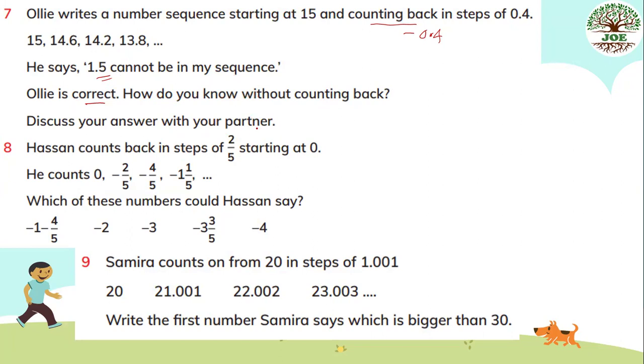Discuss your answer with your partner. Okay, if we subtract, another one will be 13.4. Another one will be 13. Another one will be 12.6. So check the tenths places. All the tenths places are even.